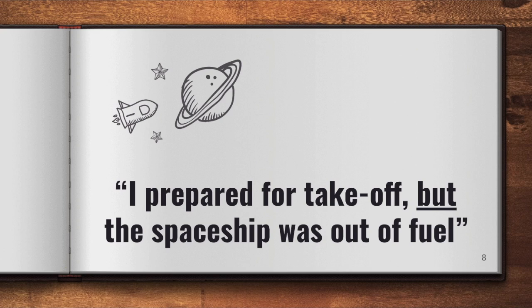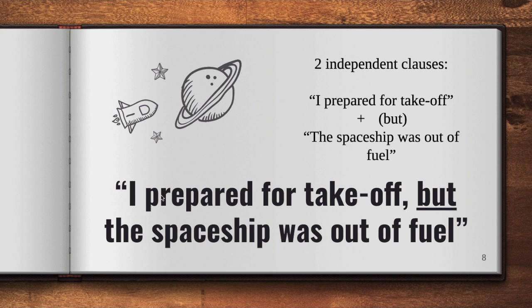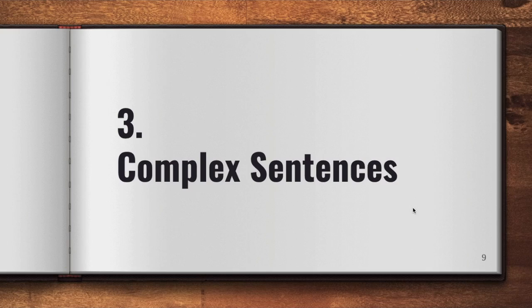So here's my compound sentence. I prepared for takeoff. If you look at just this first part, that was the first independent clause that I used in my simple sentence. Then I added a coordinating conjunction and then another independent clause: so the spaceship was out of fuel. I could say, I prepared for takeoff, period, and then the spaceship was out of fuel, period, and those would make sense as 2 separate sentences. However, I joined them together with a comma and a coordinating conjunction.